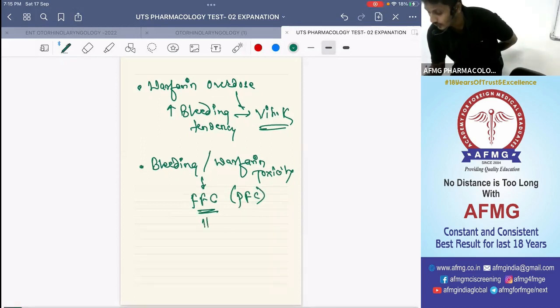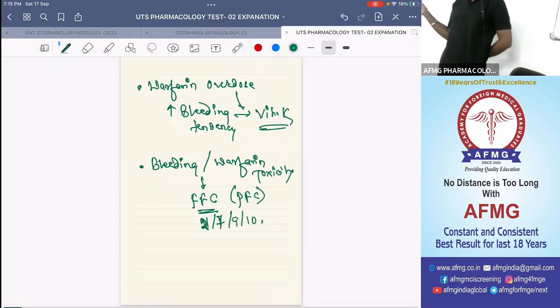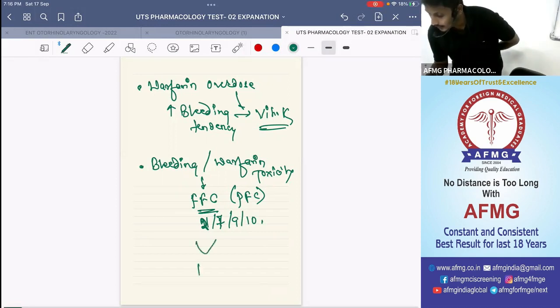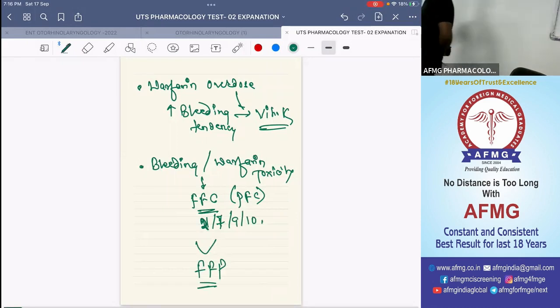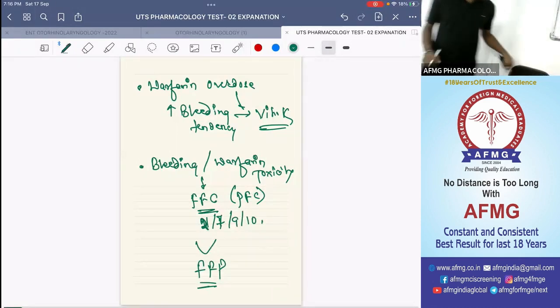Okay, that is factors 2, 7, 9 and 10. This is the four factor complex which is available. If it is not in the options, then you can go for the richest source of clotting factors, that is fresh frozen plasma. Even if that is not an option, you can go for whole blood. No issues with this, anybody?